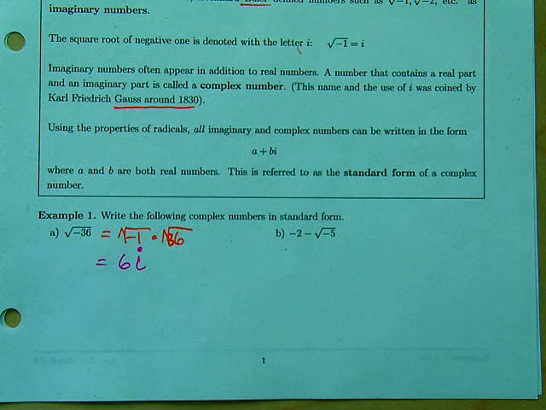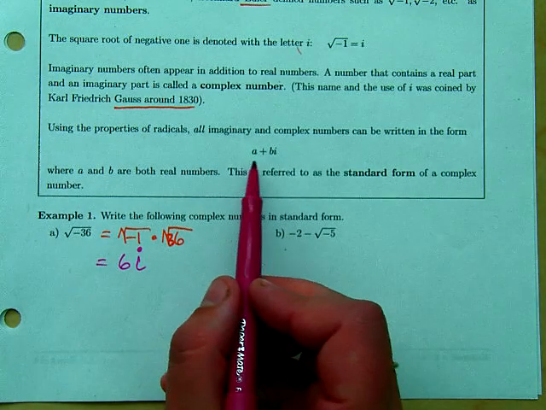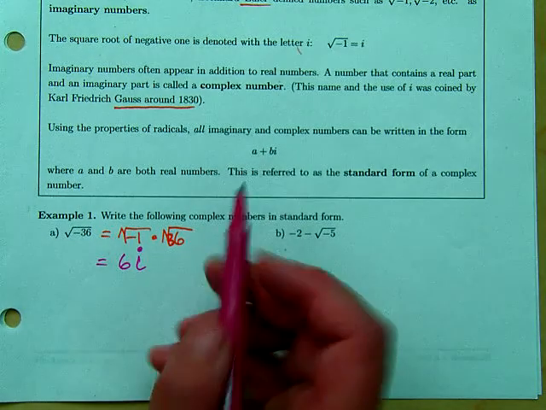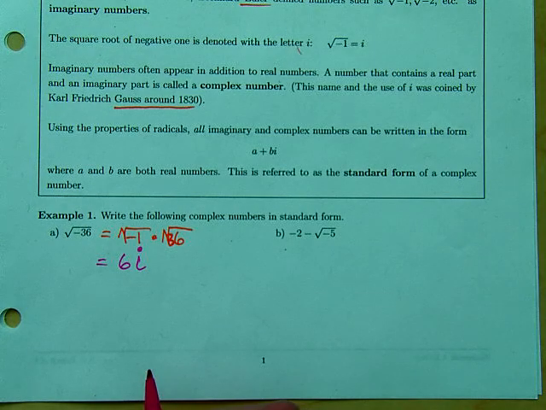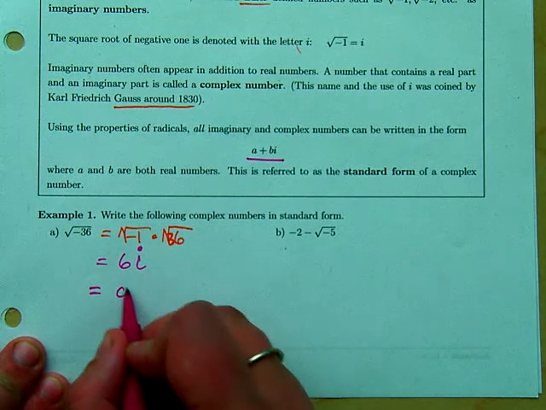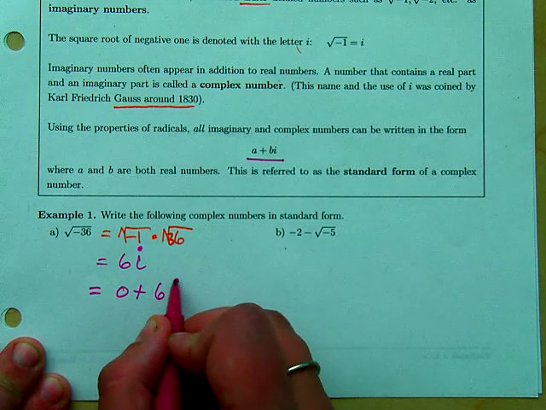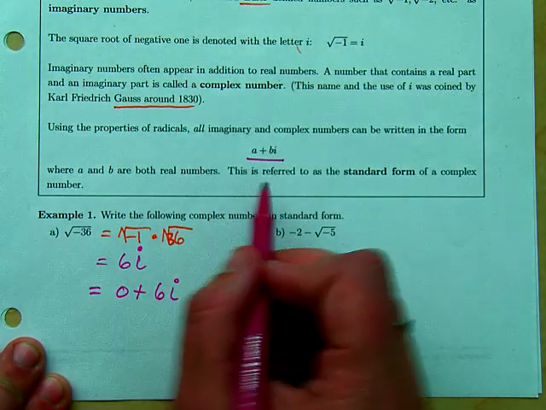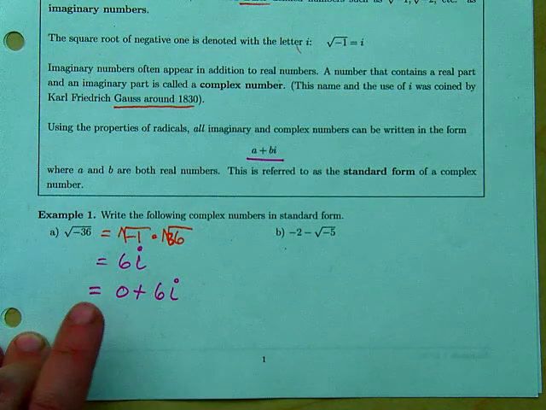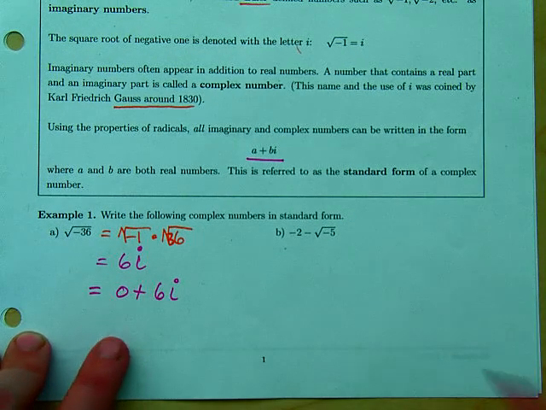If we were writing this in standard form, what number is a? I have the bi right here. b is 6. And what would be a? Well, there is no number there, right? So if you wanted to write this, you'd say 0 plus 6i, or just 6i. But if you wanted to identify what a and b are, there's no number that's being added, right? There's no rational number that's being added.